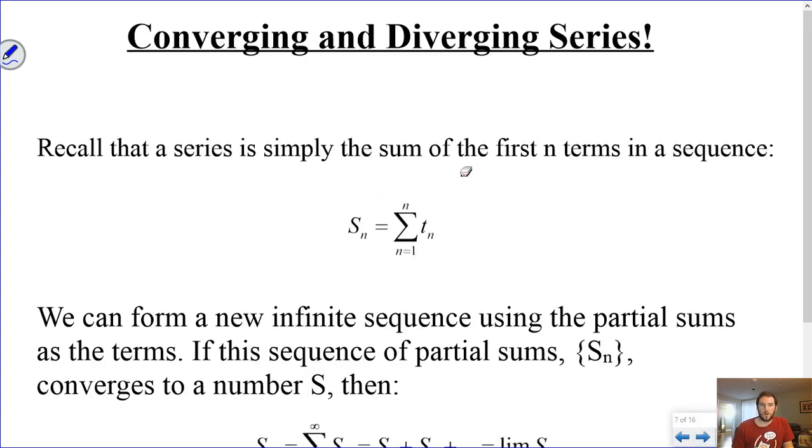Okay, so let's take a step back and go back to series, because what we're going to be doing is we're going to use these limits to help us derive a formula to find the sum of an infinite series. So recall that a series is simply the sum of the first n terms in a sequence. So a series is starting with term 1 all the way up to term n of some sequence.